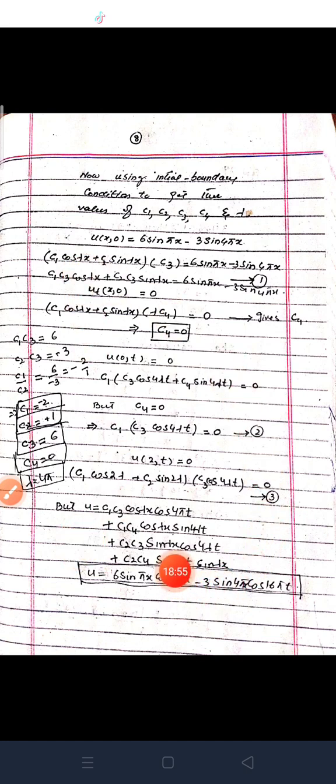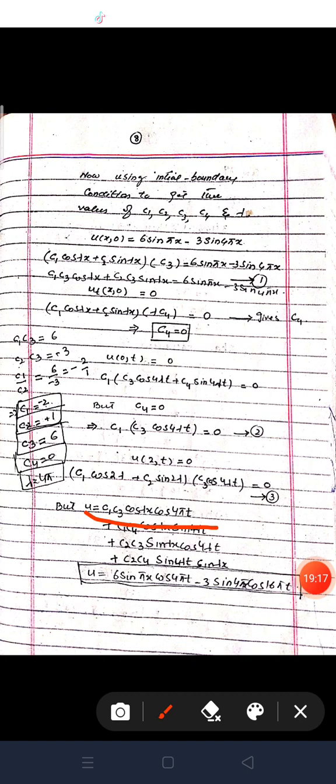So sin t, sin 0 is equal to 0, so this term will vanish, and this is also sin t, so sin 0 will vanish. This is equal to cos t, and cos 0 is equal to 1. These two terms will remain, and these two terms will vanish. This term and this term will be equal to 1.